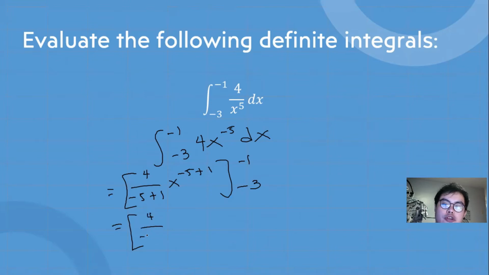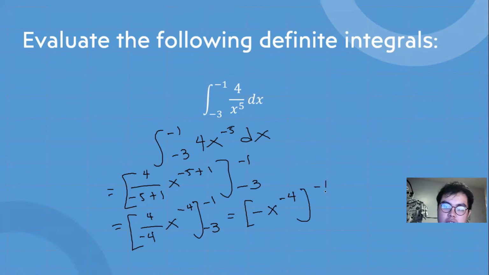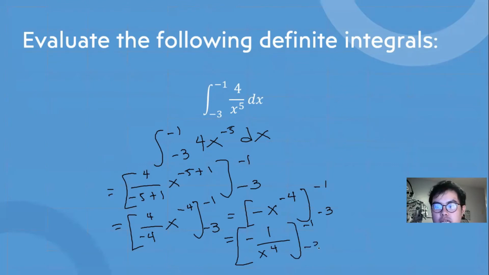So 4 over negative 4, then x, yung exponent natin will be negative 4. Then we're going to copy the assigned values. So, ang ikakalabas nito ay negative x raised to the power of negative 4. Then, i-assign na natin. We're going to do the same thing all over again. Okay. However, we're going to change it to its alternate form. So, it will become negative 1 over x raised to the power of 4. Then, it will become negative 1, then negative 3.